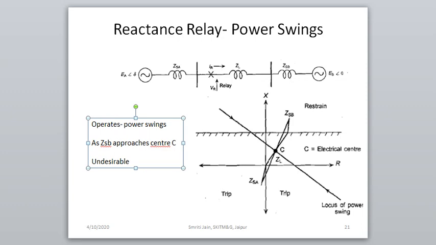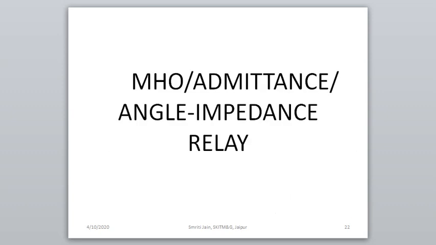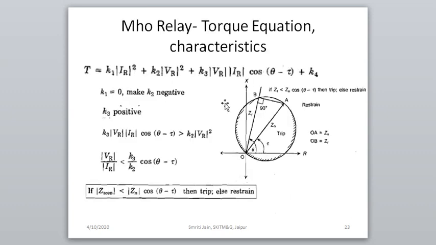We don't want this. Now see the characteristic of the Mho relay. The torque equation is given by this, where we have to take only two components here. We take a directional component and a voltage component, and we make the directional component the operating quantity and voltage the restraining quantity. So if the operating quantity exceeds the restraining quantity, the relay will operate.